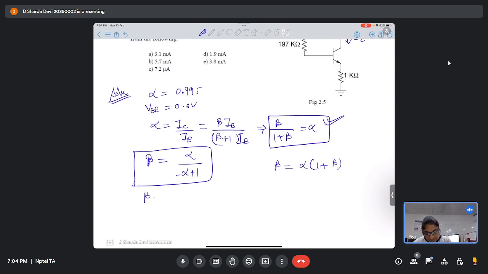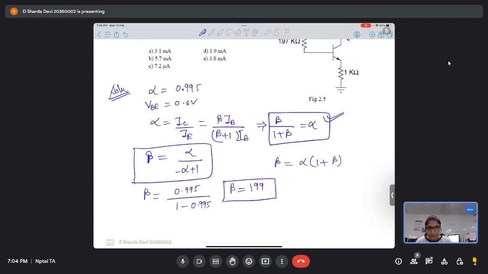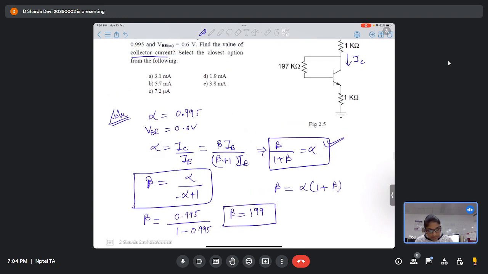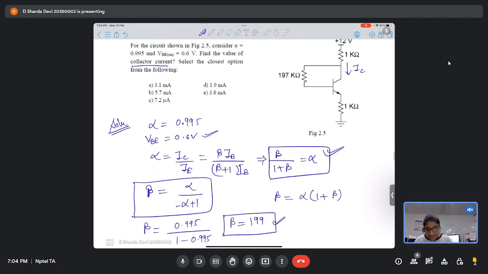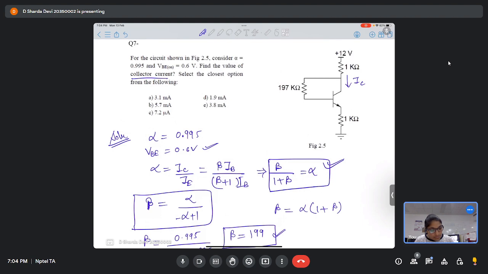So what will be the value of beta? You'll simply substitute, right? So how much is beta that we are getting? It's 199. I've calculated it already. Okay, so ultimately we have found out the value of beta. We know VBE. What we need to find is IC, right? So again we can apply a KVL like this.